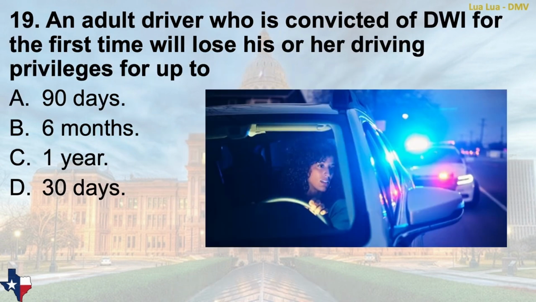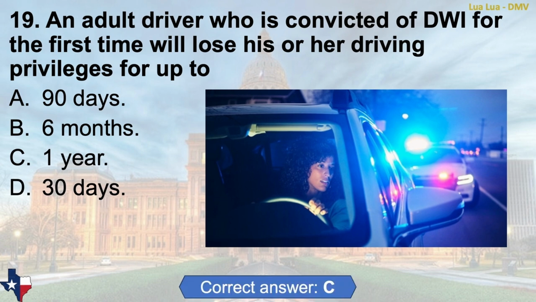Question 19. An adult driver who is convicted of DWI for the first time will lose his or her driving privileges for up to A. 90 days. B. 6 months. C. 1 year. D. 30 days. The correct answer is C. 1 year.